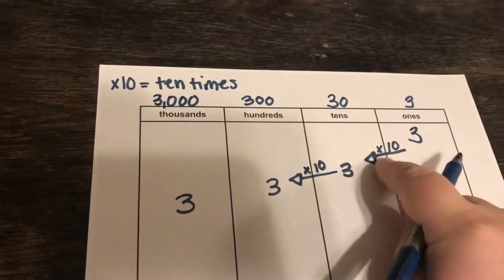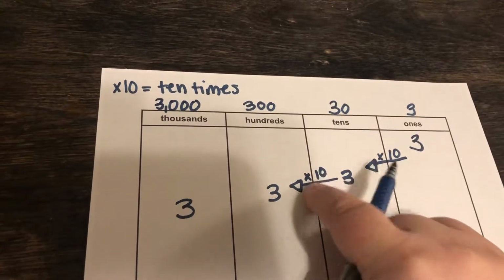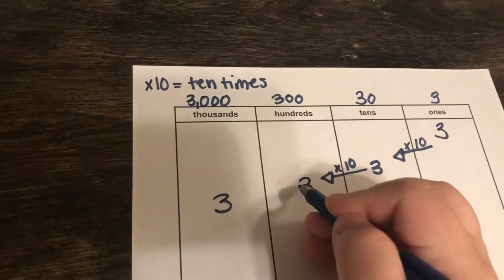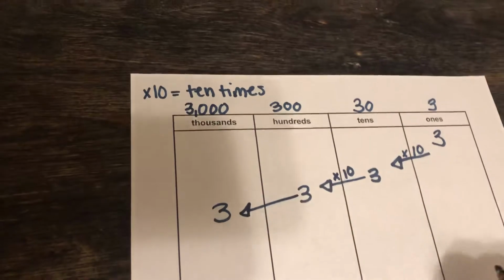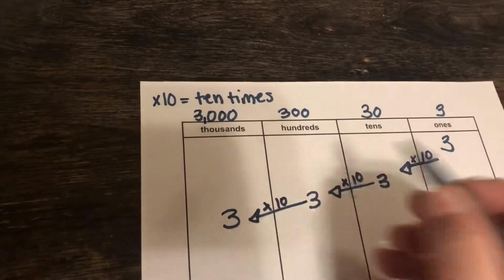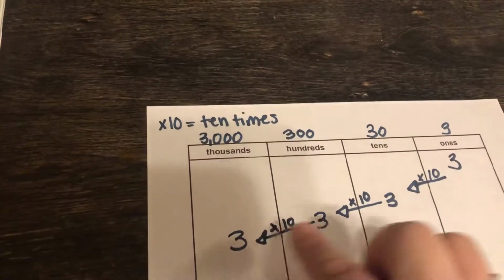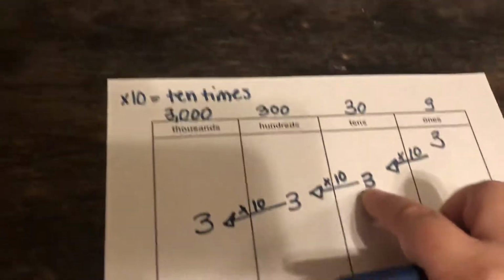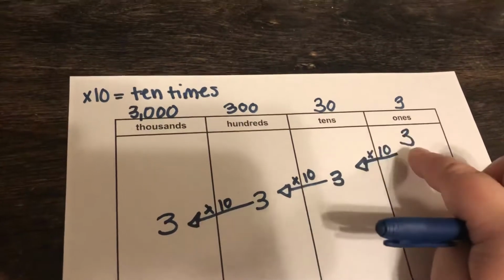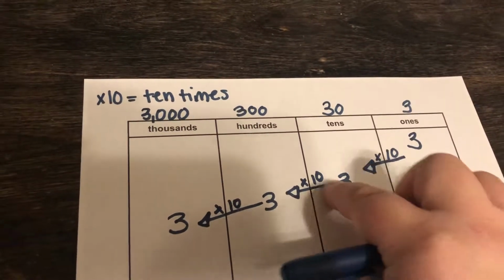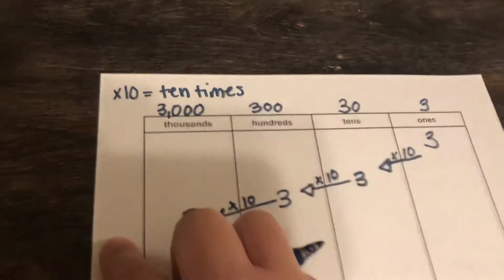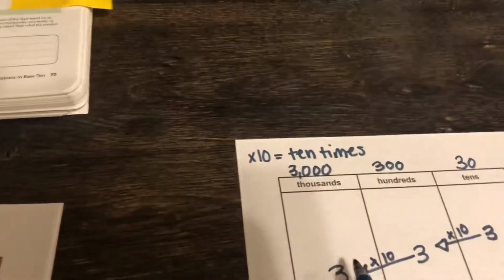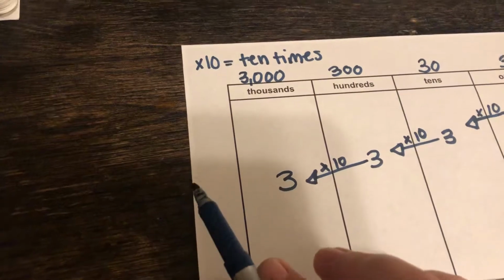Well, if this line we had to times it by 10, and this line we had to times it by 10, this line also needs to be times by 10. This 3 is 10 times bigger than this 3. And this 3 is 10 times bigger than this 3. Every time you cross that line, it's 10 times more. What do you think I would need to do if I had a 10,000s? You need to think about that. All right, on to our next one.